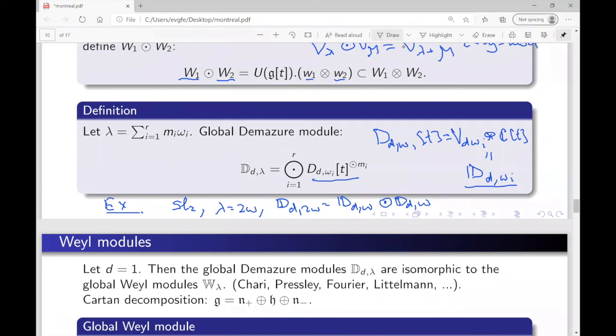Yeah, sure. Why are you calling it a Demazure module? Does it have any connections with affine Demazure modules? Absolutely, right. So I'll get there.